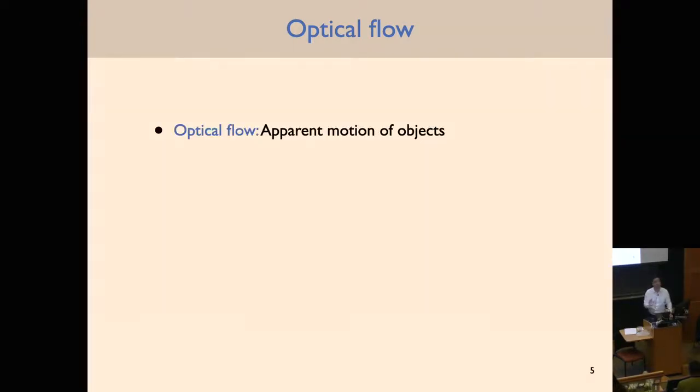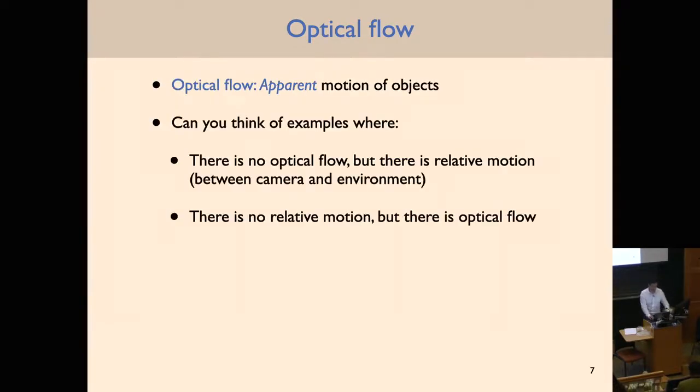Okay, so what I really want to emphasize is that optical flow is the apparent motion of objects. It's not necessarily the actual motion of objects in the scene. And just to hammer this home, let's think about a couple of examples. Can you think of examples where there's no optical flow, so no apparent motion, but there is actually relative motion? You have a camera that's looking at some environment. The camera is moving relative to the environment, but there's zero optical flow, let's say everywhere or maybe in some portion of the image. So what's an example of that?